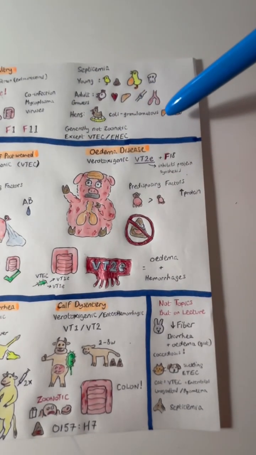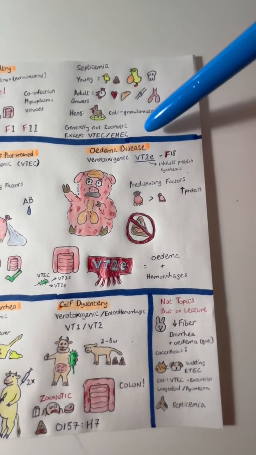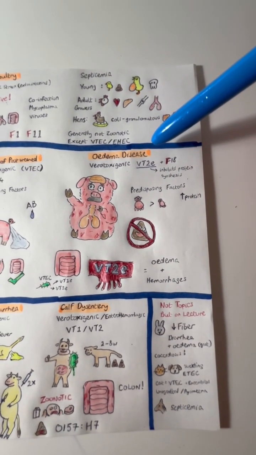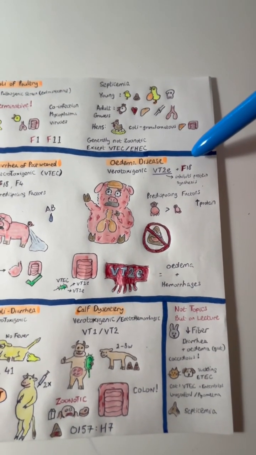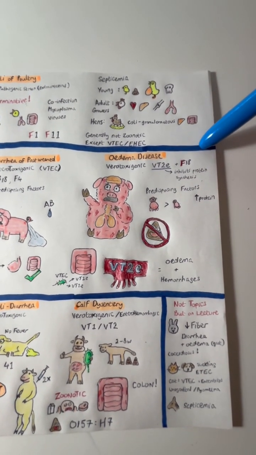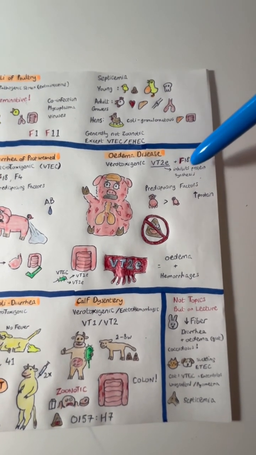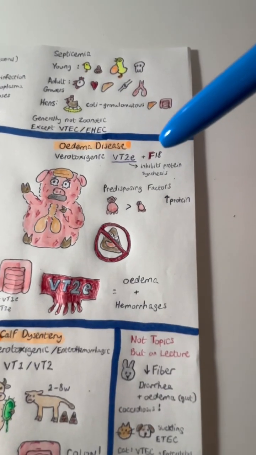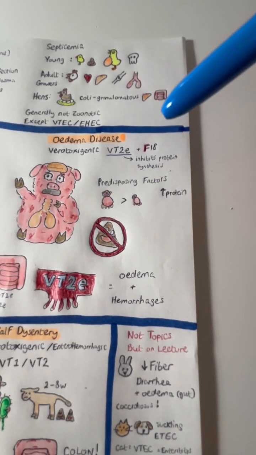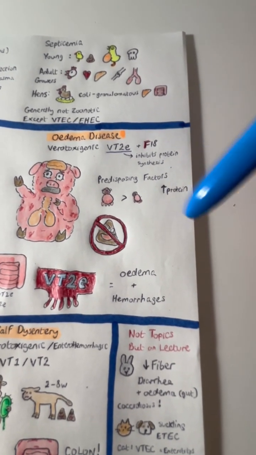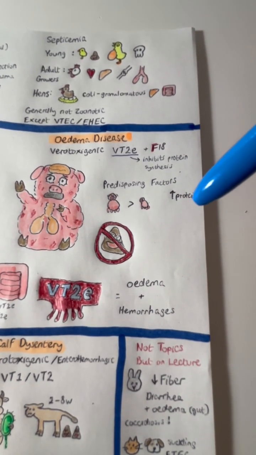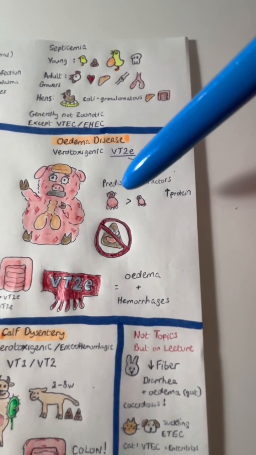For edema disease, it is caused by virotoxigenic intestinal strains. The fimbria for this disease is F18, and the exotoxin is VT2E, which inhibits protein synthesis. The predisposing factors for this disease are overcrowding, poor hygiene, and a high protein diet. Usually, the biggest pig in the herd is affected first.